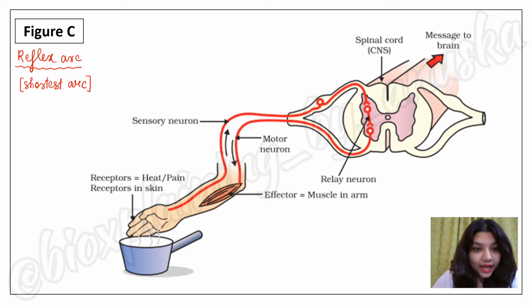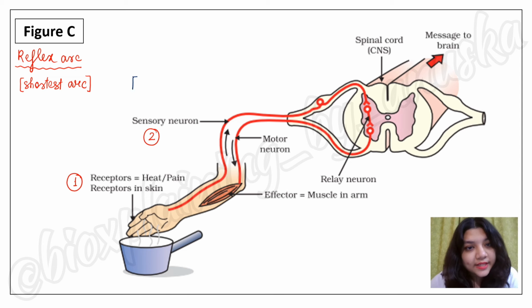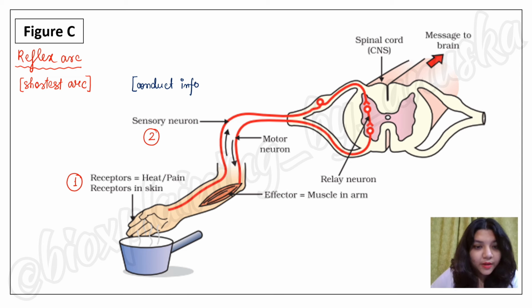Let's say that you have touched a hot object. So this one is marked as receptors, heat or pain receptors of your skin. Then the second part marked are the sensory neurons. What is the job of the sensory neurons? They conduct information, or rather I can write that it conducts messages.